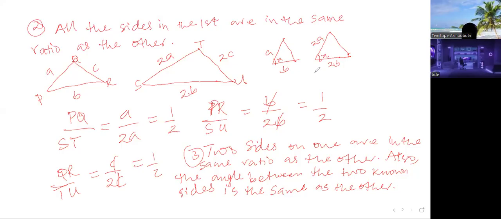Two sides of one are in the same ratio as the other. So if you look at the first triangle, let's say this is triangle ABC, and this is triangle PQR. So ratio of side AB to side PQ is 1/2. Ratio of side AC to side PR is also 1/2. So it satisfies the same ratio. So since the two known sides satisfy the same ratio, then the angle between the two known sides must be the same, X. That's what that theorem is saying, or that rule.